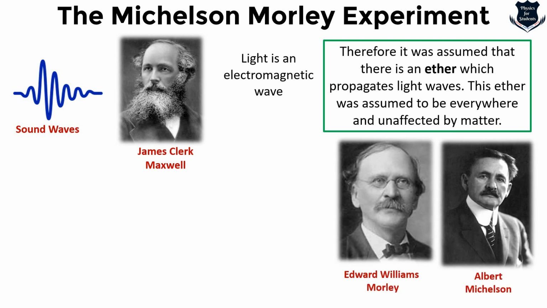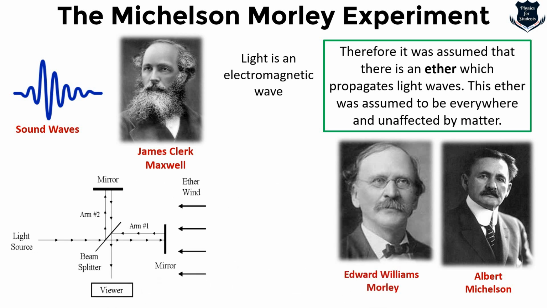Now here comes Albert Abraham Michelson, a Prussian-born American physicist of Jewish descent, known for his work on measuring the speed of light, particularly the Michelson-Morley experiment. The other person, Edward Williams Morley, was an American scientist known for his precise and accurate measurements of the atomic weight of oxygen. Now the experiment was something like this.